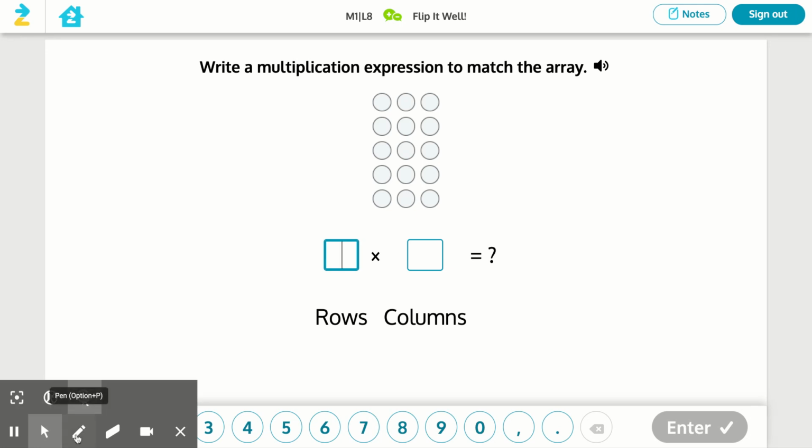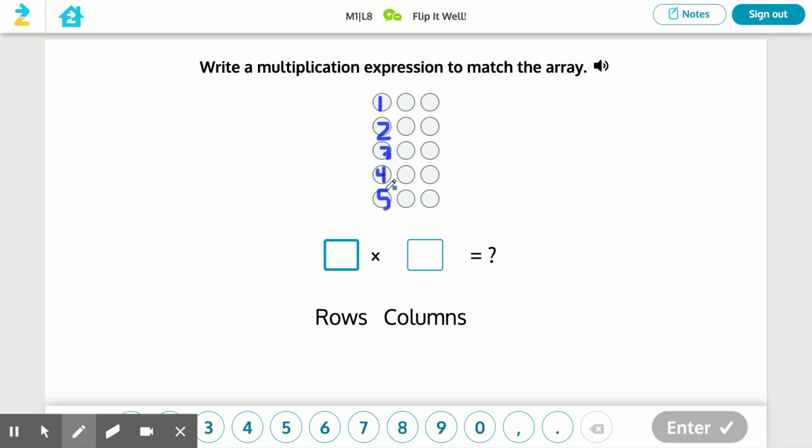So this particular problem has 1, 2, 3, 4, 5 rows. So the number in the row box should be 5. This particular array also has columns, and there are 1, 2, 3 columns. Remember, guys, columns go up and down. So your expression should be 5 times 3.